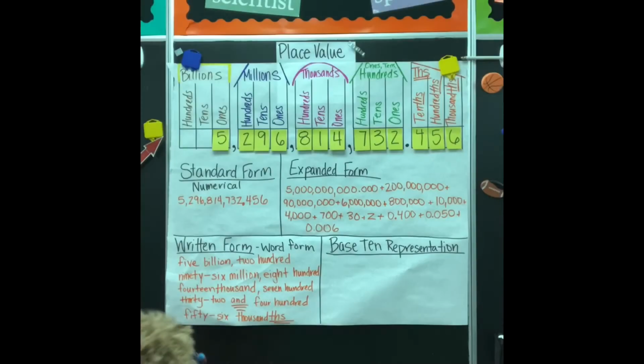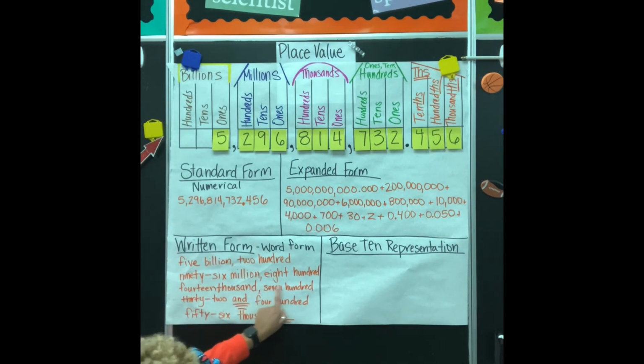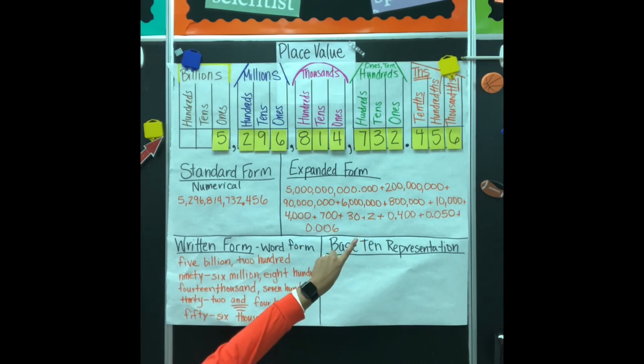Okay? So that is how you write numbers. Our number is 5,296,000,000 house name, 814,000 house name, 732, we don't have to have a house name because it's original, and 456 thousandths because that's where our last digit is. Does everybody see that? I hope so, because when we come back we're going to practice this a lot.